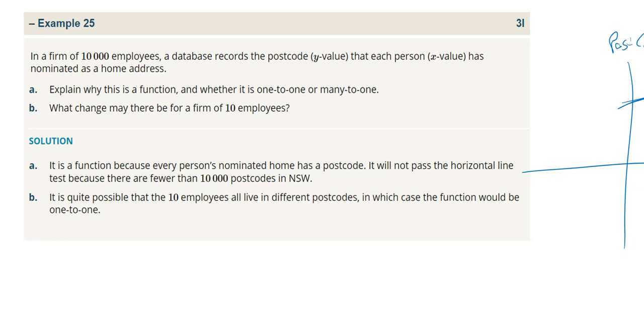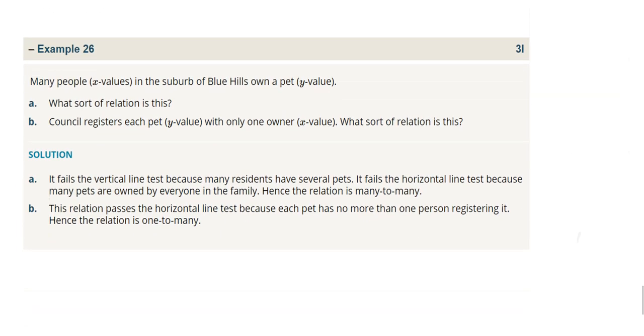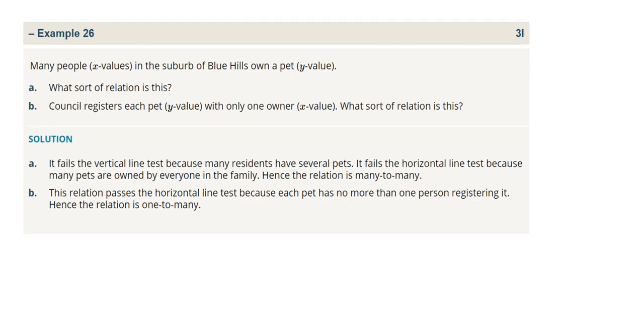Part B, what change may there be for a firm of 10 employees? What change may there be? A little subjective, but they've said, well, if there's only 10 employees and they all live in different postcodes, then you could have a one-to-one correspondence because it could be one address per postcode. But yeah, not necessarily. I said watch the video, but I don't think we really need to watch the video for this. This one, a little bit more confusing, but so many people, X values.